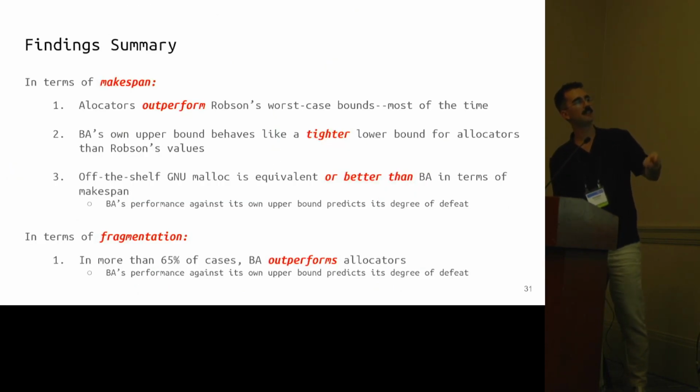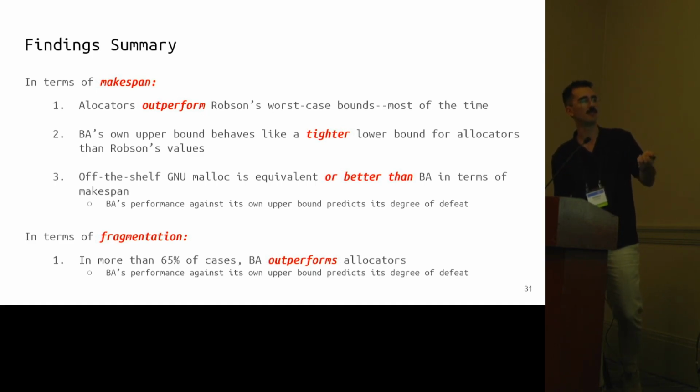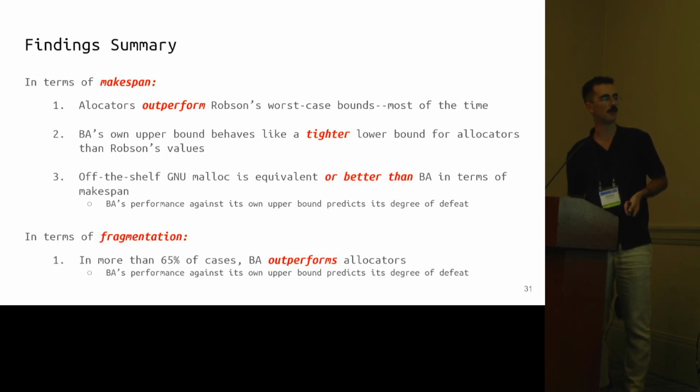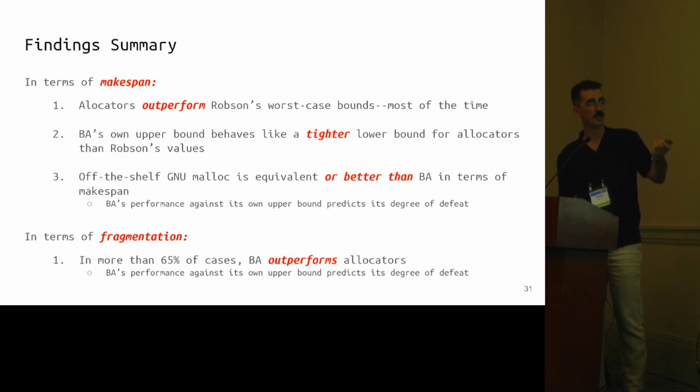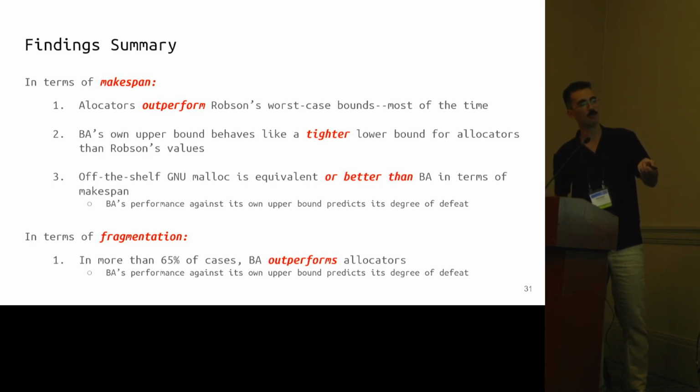So to summarize our findings, yes, allocators outperform Robson's bounds with respect to makespan. BA's own upper bound may be a tighter alternative as a lower bound for allocators than Robson's values, and also off-the-shelf GNU malloc is quite equivalent or better than BA in terms of makespan, and the degree to which this happens is predicted by BA's performance with respect to its own upper bound. And most surprisingly, BA 65% of the time is better with respect to fragmentation than conventional allocators, which are supposedly focusing on minimizing fragmentation. Again, how BA performs against its own upper bound is an indicator.